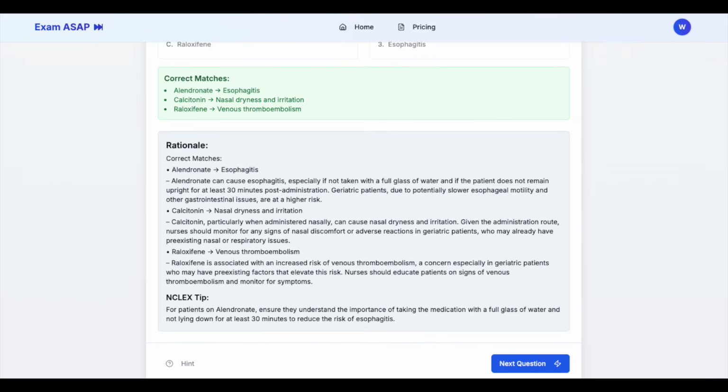Raloxifene is associated with an increased risk of venous thromboembolism, a concern especially in geriatric patients who may have pre-existing factors that elevate this risk. Nurses should educate patients on signs of venous thromboembolism and monitor for symptoms. A quick NCLEX tip here. For patients on alendronate, ensure they understand the importance of taking the medication with a full glass of water and not lying down for at least 30 minutes to reduce the risk of esophagitis.